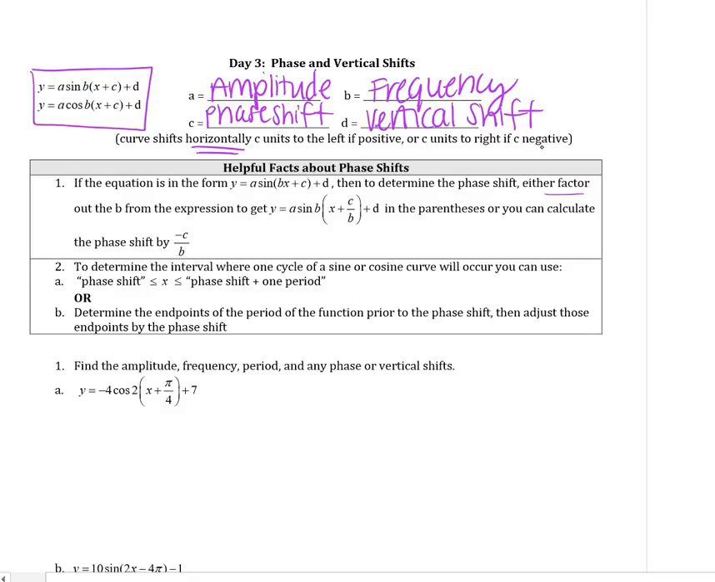So if the equation is in this form where you see how B is on the inside of the parentheses as opposed to the outside, you need to factor out the B in order to figure out the phase shifts. Otherwise, you're not going to get the right shift. We also have some helpful hints for how to deal with looking at one cycle of a curve. The one that I tend to use is determining the endpoints of the period of the function prior to any shift, and then I just shift everything based on what it tells me to do.